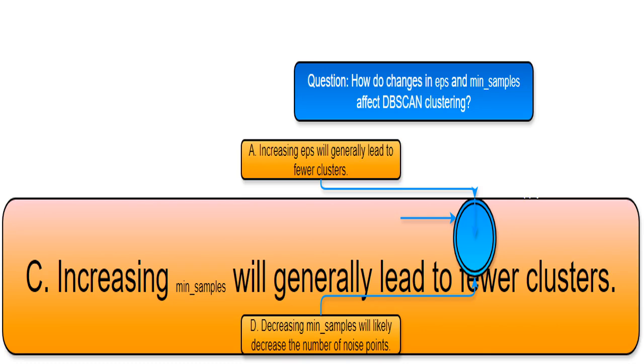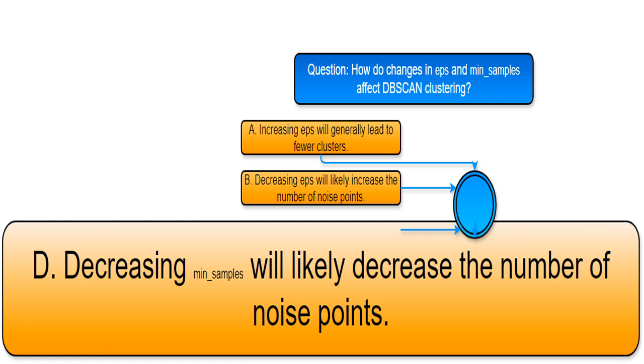By raising min_samples, I'm making it more difficult to form a cluster. It takes a higher density of points within the given radius to create a cluster. This makes fewer clusters overall, as the criteria for forming a group are stricter. It's like raising the bar. Fewer groups will meet the requirement. This is true also.